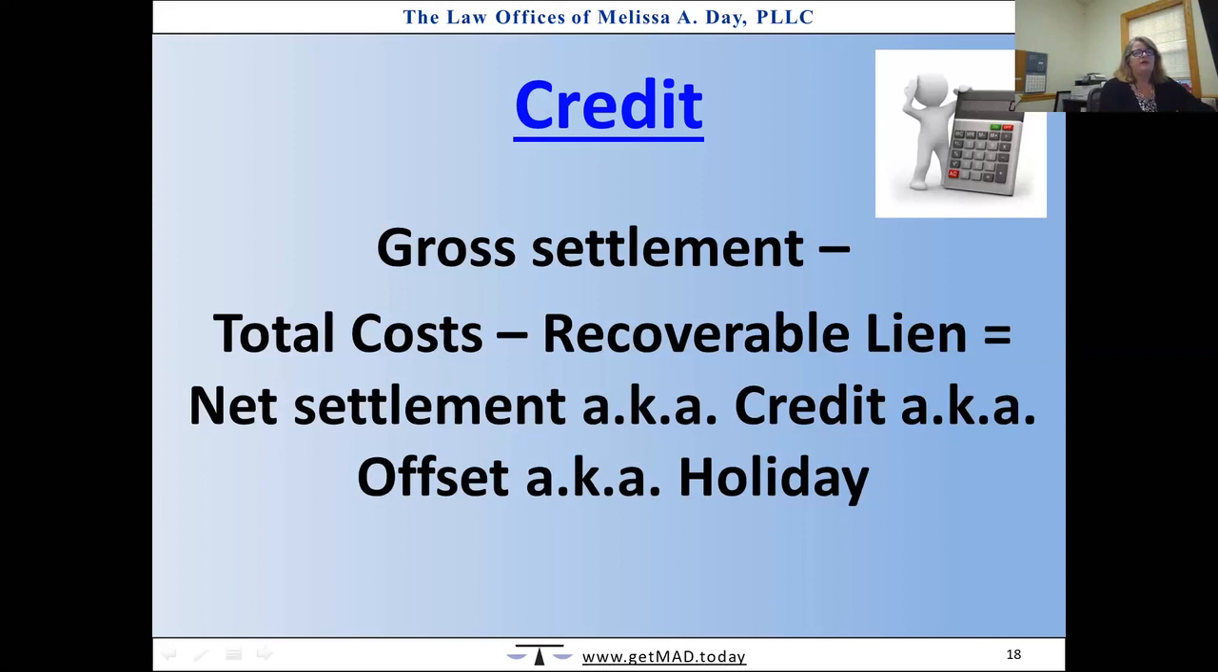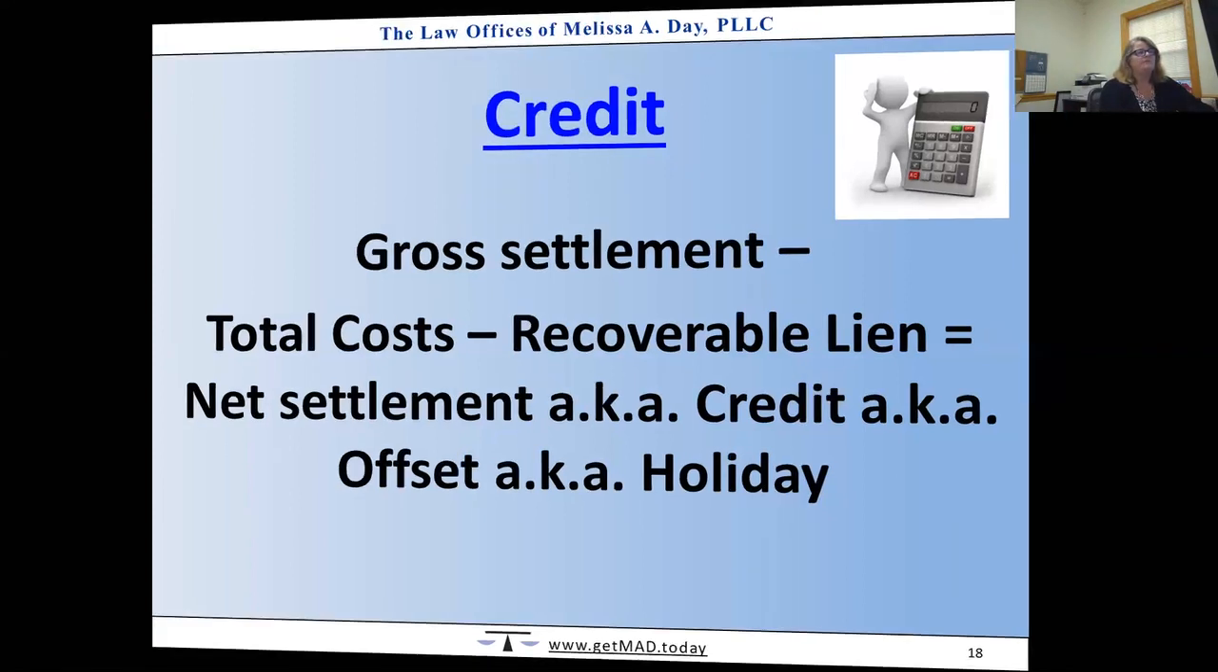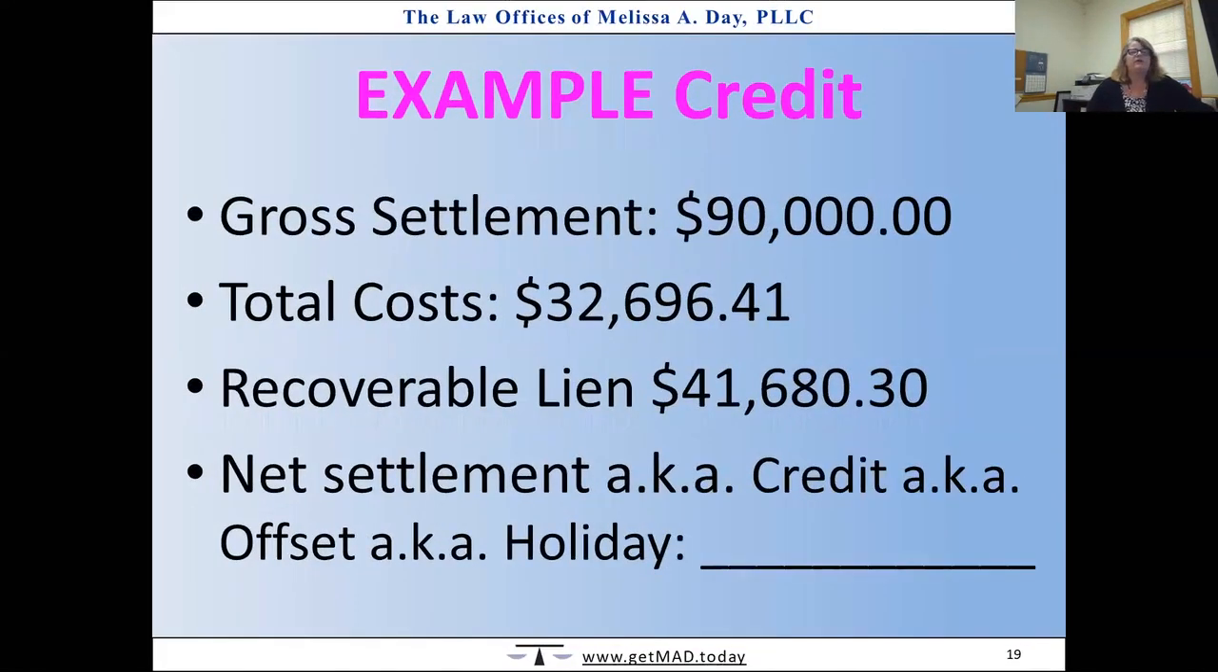Okay, so to determine the credit, let's do an example. We had our gross settlement of $90,000, total costs of $32,696.41. So that was the disbursements of $4,000 and change plus the attorney's fee of approximately $28,000 gives us total costs of $32,696.41. That's payable to the plaintiff's personal injury firm.